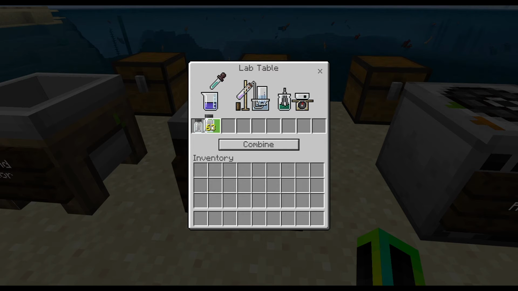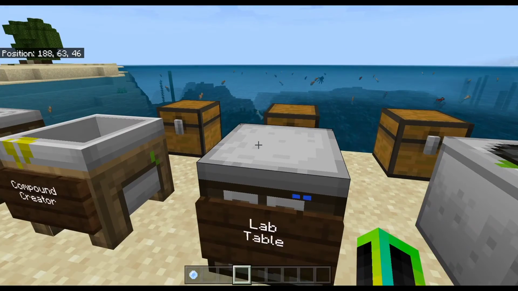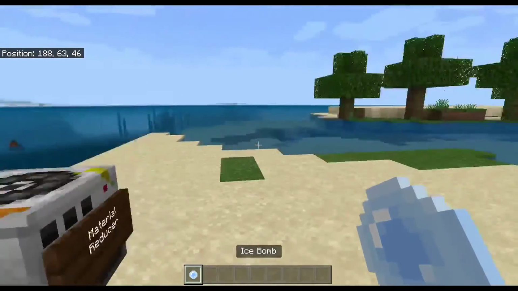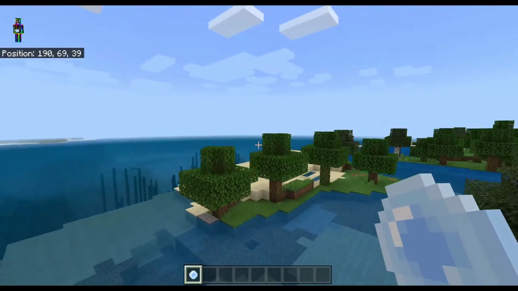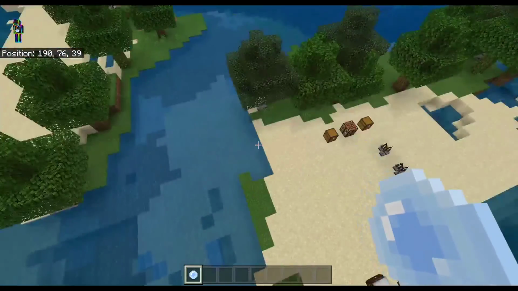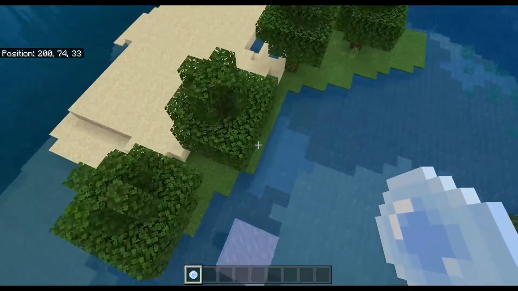Let us put 4 in here. You can see that this animation is playing, that we have done it correctly. Let us combine and see what we get. Oh wow, we got an ice bomb. But what can it do? Let me try throwing it on water. Wow, it creates ice.